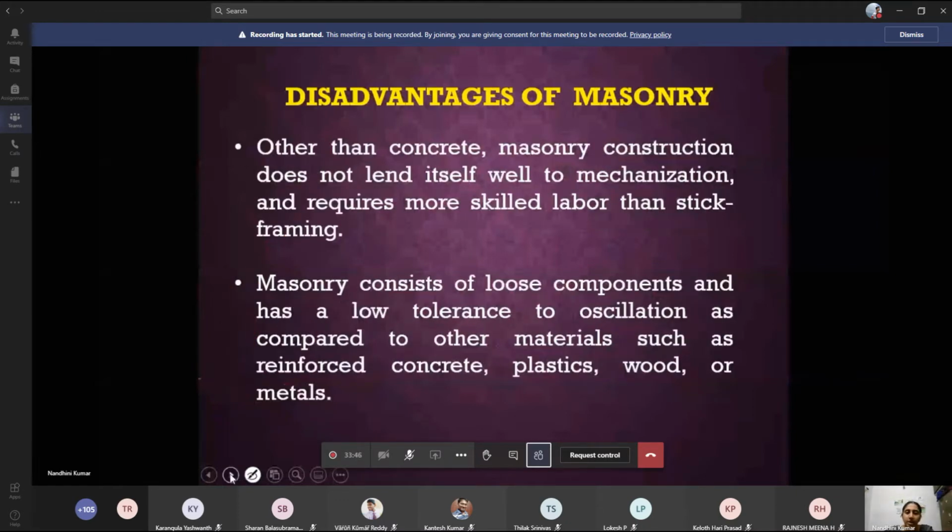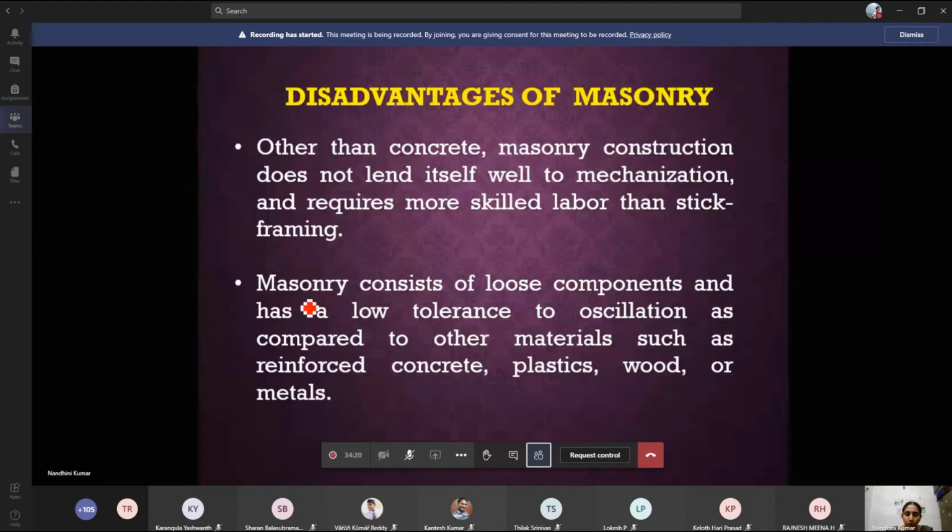Another disadvantage is that, other than concrete, masonry construction does not lend itself well to mechanization and requires more skilled labor than stick framing. If you're going for concrete work, you will have laborers who are just assistants. They can handle the material, they can come and pour the concrete, because concrete is being prepared in a machine or even by hand. Someone is going to carry it and just pour it. That doesn't require skilled labor, whereas masonry construction requires skilled labor.